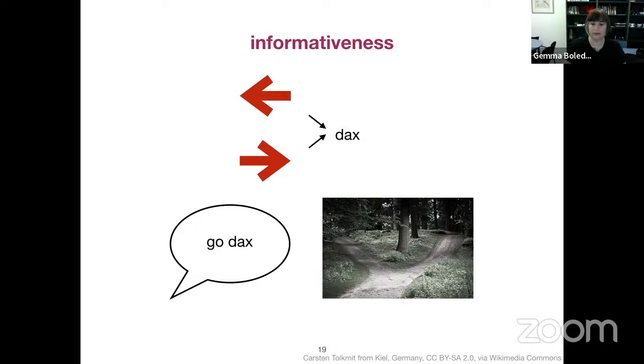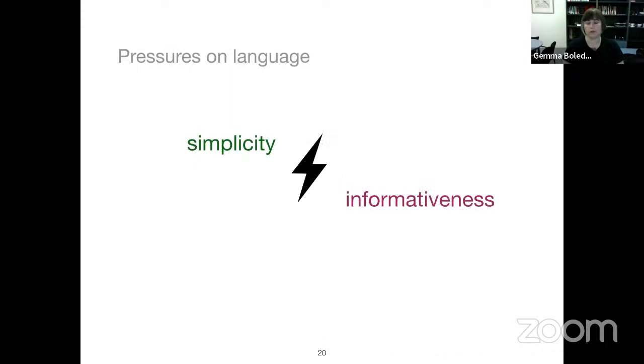And indeed, this previous work that I was mentioning has shown that there is this trade-off between simplicity and informativeness that languages face. And this work has also argued that languages in many domains achieve a near optimal balance between the two pressures. And we can see signatures of this kind of tug of war between these two pressures in actual language and in how languages are shaped.